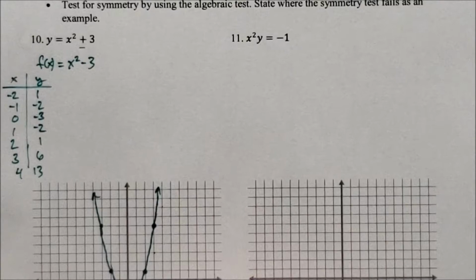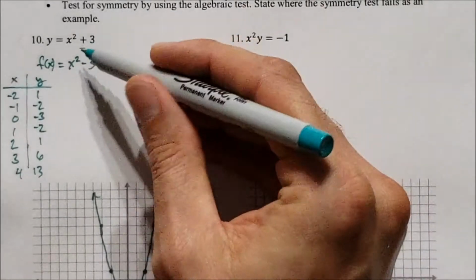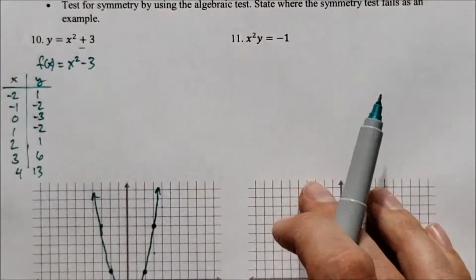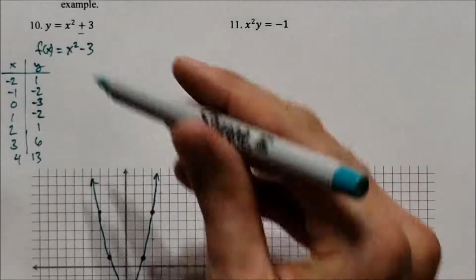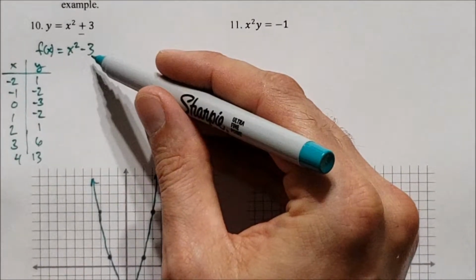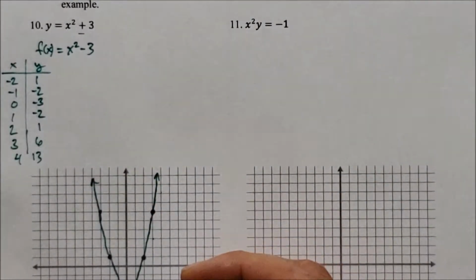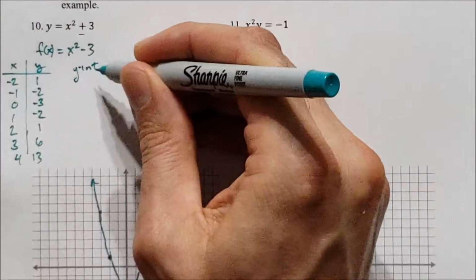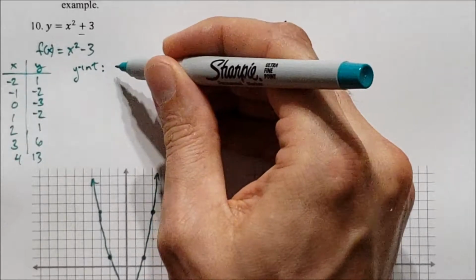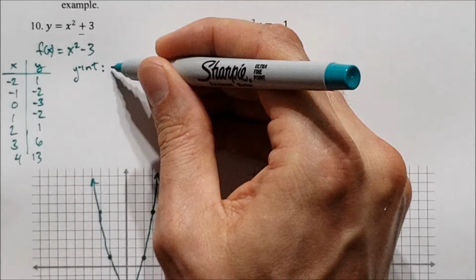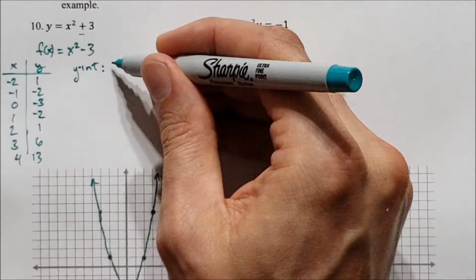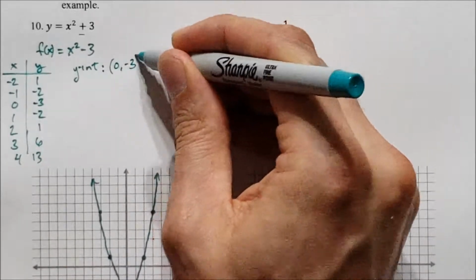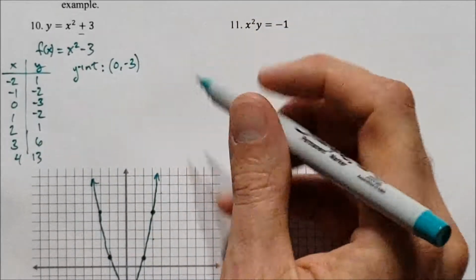Well, as we know that this is the parent function x squared, this is just shifted down 3, and so the y-intercept is -3. So the y-intercept is the point 0, -3, or oftentimes we just say it's -3.